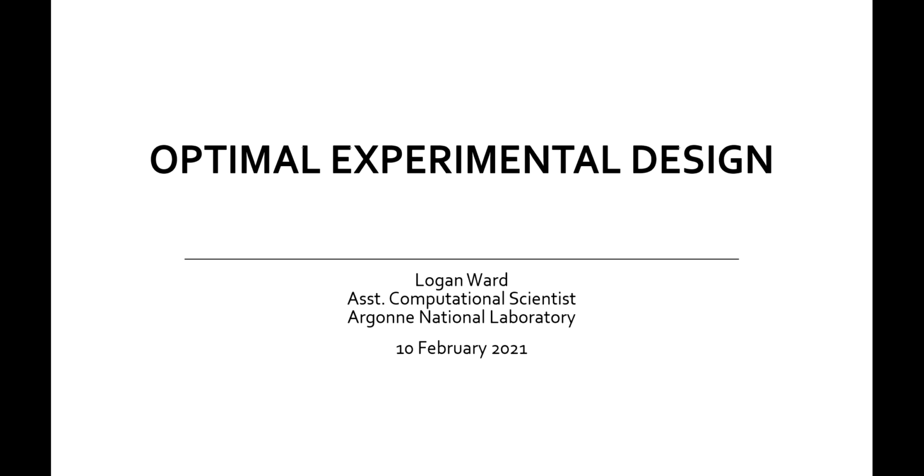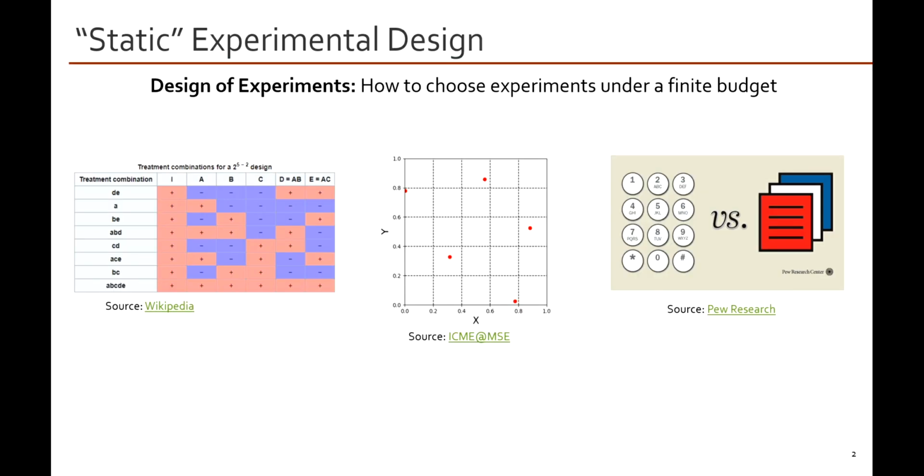Hello everyone. In this lecture we're going to continue our theme of using uncertainties from machine learning models to do interesting science by exploring the notions around optimal experimental design. Before we get into that topic, let's talk about experimental design in general by going over a few of the kind of static experimental design methods that you might be familiar with.